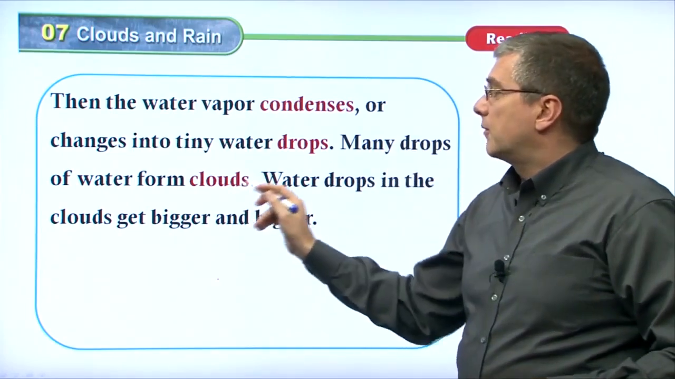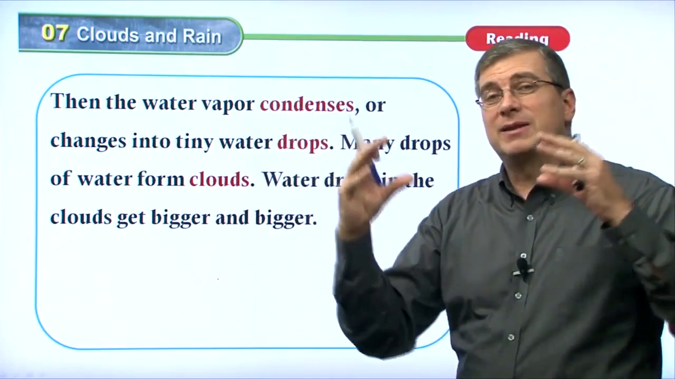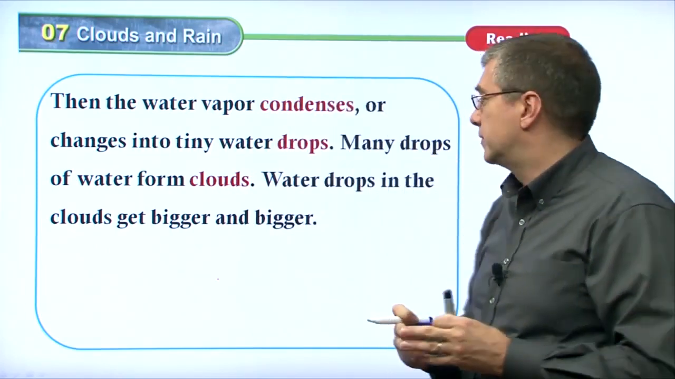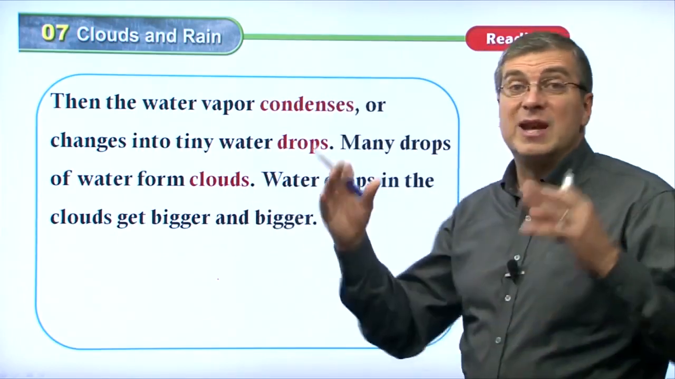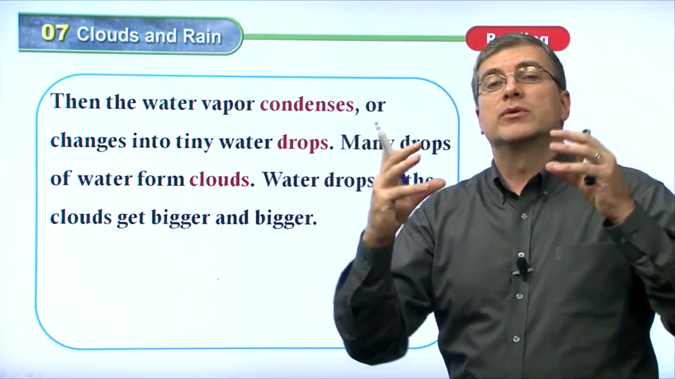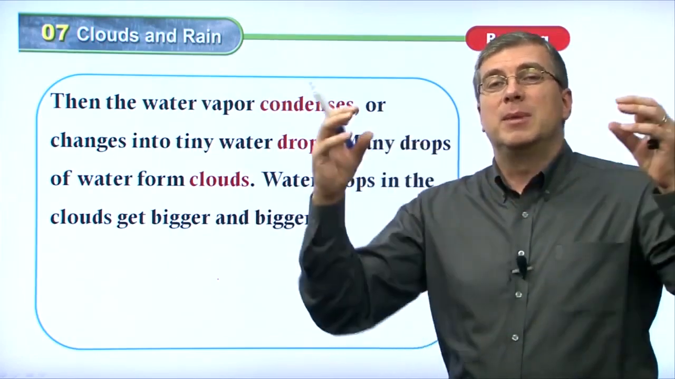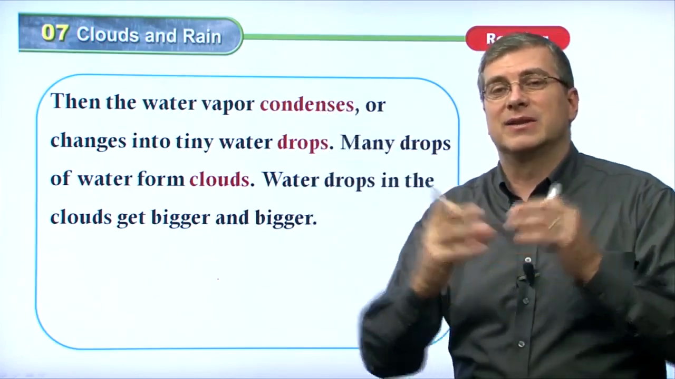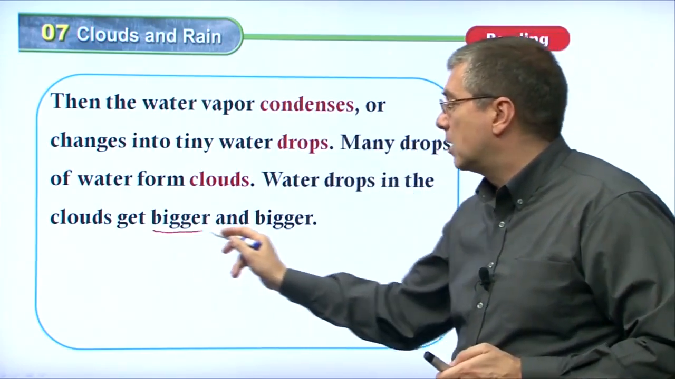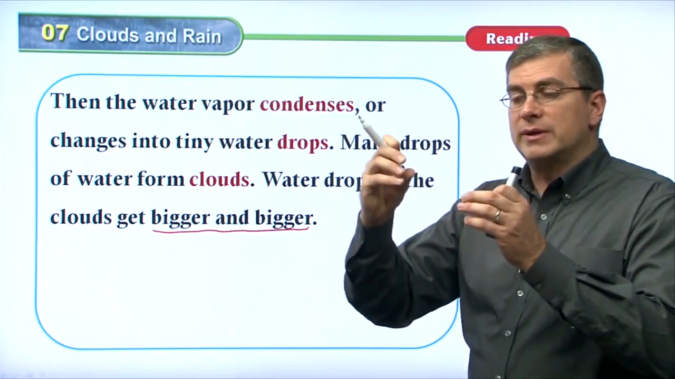Many drops of water form clouds. So when they come back together, when they're little tiny drops of water in the air, those are clouds. Water drops in the clouds get bigger and bigger, especially if it gets cooler and cooler. Those water drops will get bigger and bigger because they are continuing to condense. They are continuing to come together. So they get bigger and bigger. Those little drops grow in size.